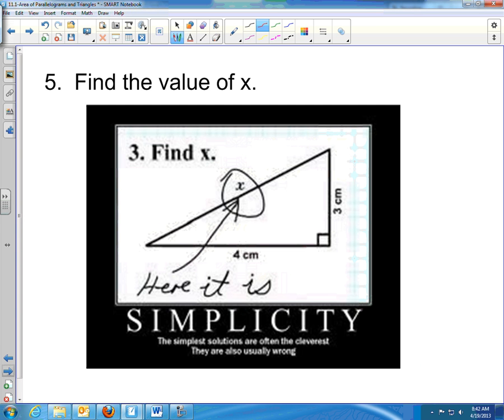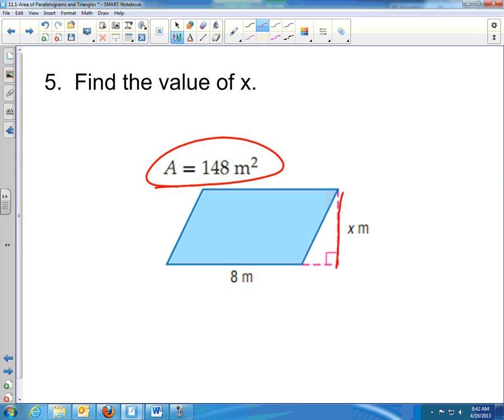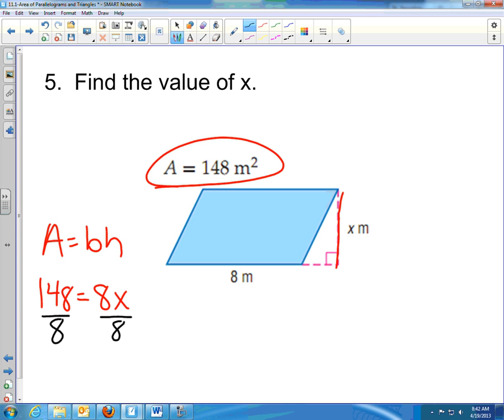All right, find the value of x. So for 5 and 6, we have to find the value of x. Here we notice that we are actually given the area, and we're going to be expected to find the height. So think about the area formula for a parallelogram, base times height. Let's fill in what we know. Our area is 148, and our base is 8, and our height is x. If we want to have x all by itself, we're going to divide both sides by 8. And x ends up being 18.5, and we can label with meters.